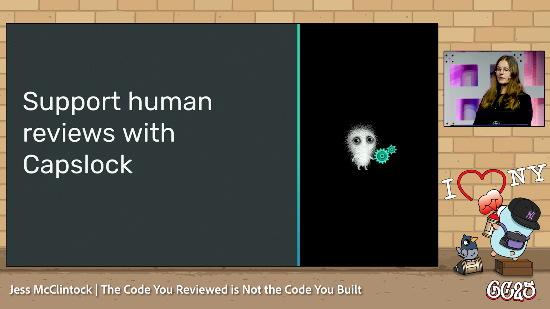A key use for capability analysis is to supplement human code reviews. As we've seen from our case studies, the gap between what humans perceive in source code and what the compiler actually produces is being exploited by malicious actors. But using Capslock to analyze the build artifacts and surfacing that information to human reviewers during code review makes any change in behavior more transparent, making attacks of this kind much more difficult.